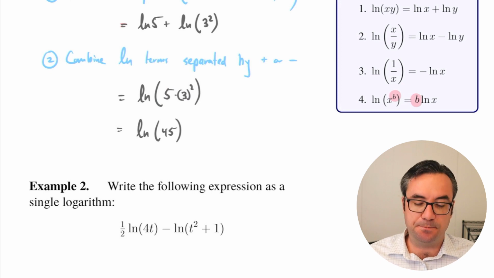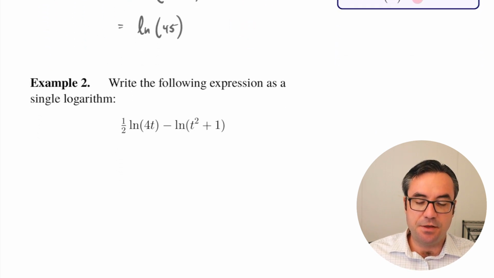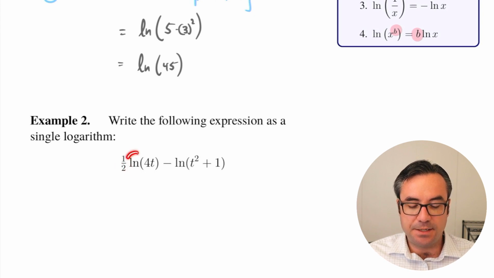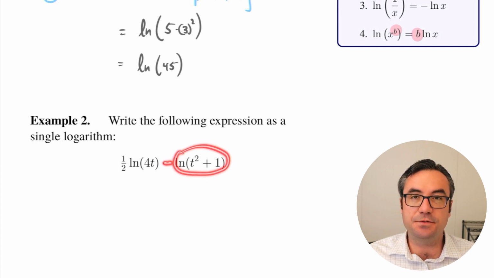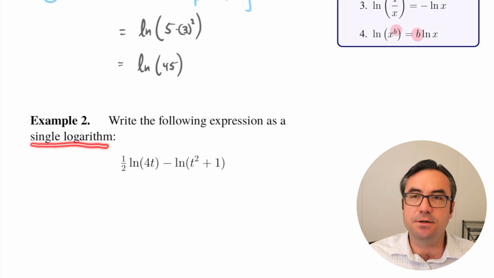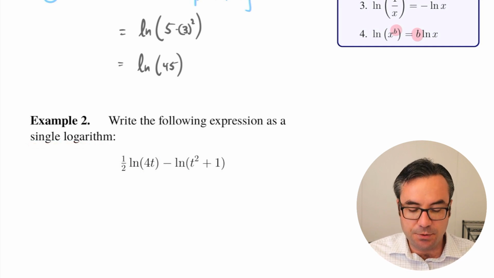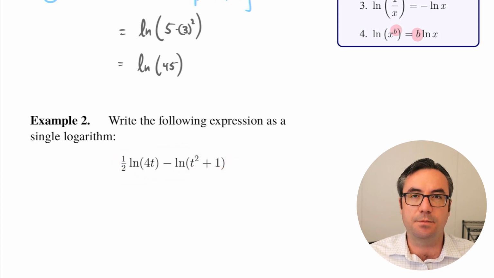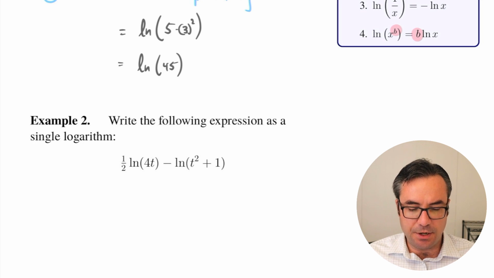Let's try another one, just to get used to these log expressions. So let's look at example 2. For this one, we have 1/2 times natural log of 4t minus natural log of t squared plus 1. And what we want to do is write this as a single logarithm. So essentially, we want to combine all of this into just one log term.